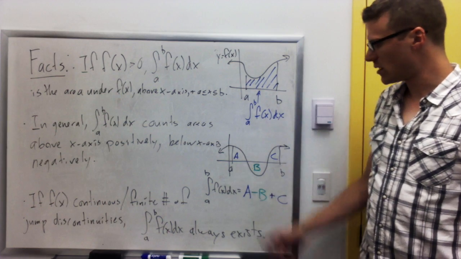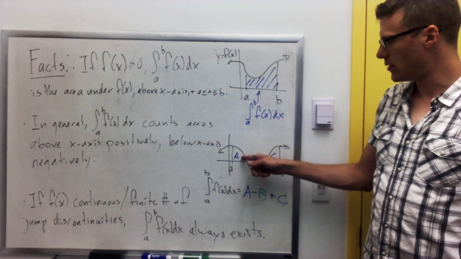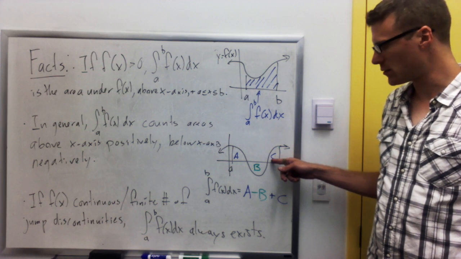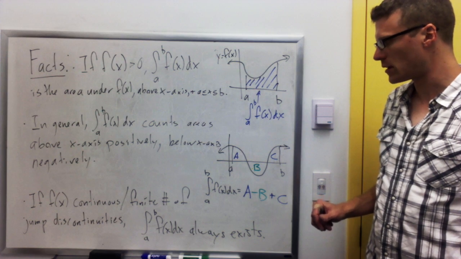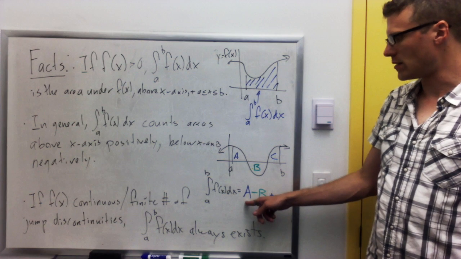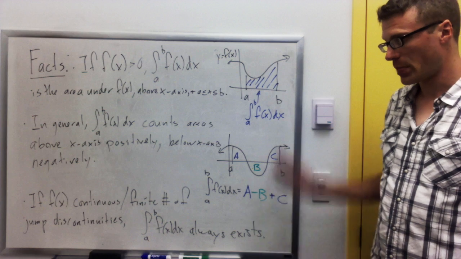In any case, if we integrate this function f of x from a to b, this region A and this region C lie above the x-axis, so they get counted positively. This region B lies below the x-axis, so it gets counted negatively. So the integral from a to b of f of x dx here is A minus B plus C.